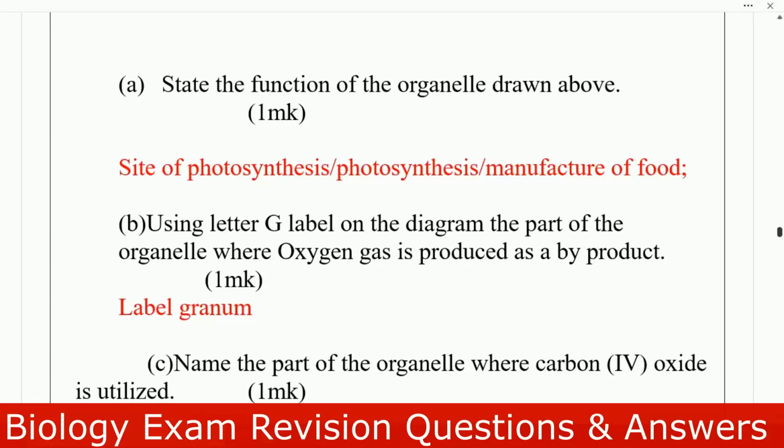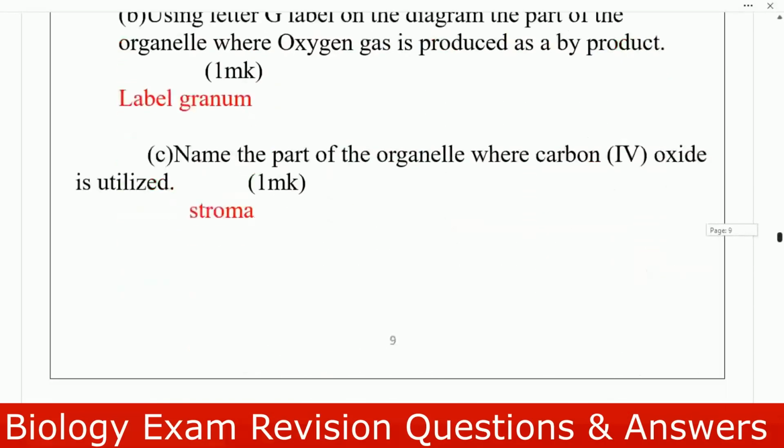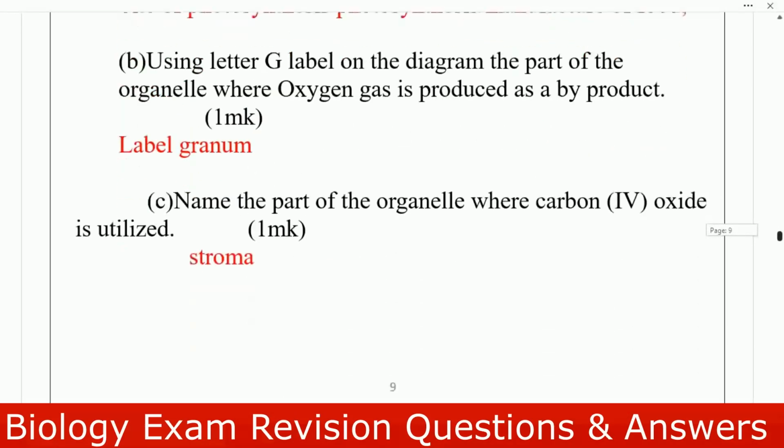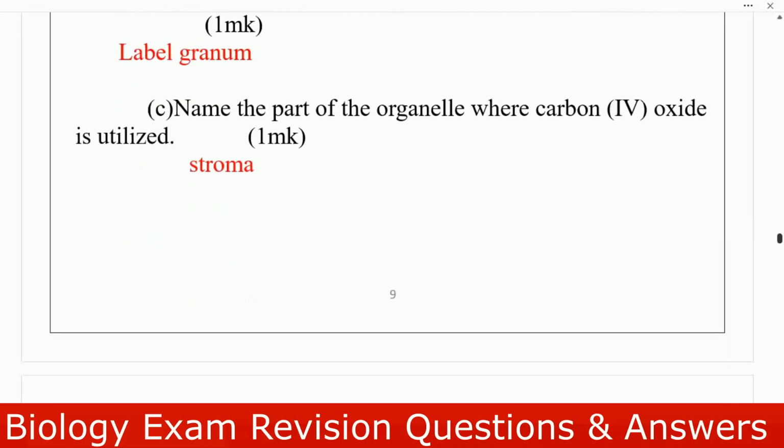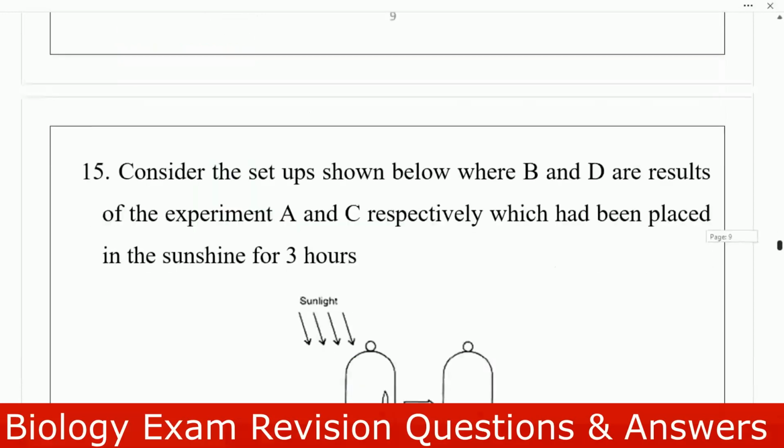That one is labeled the granum. You can see the granum there. Next, name the part of the organelle where carbon (IV) oxide is utilized. That one is the stroma.